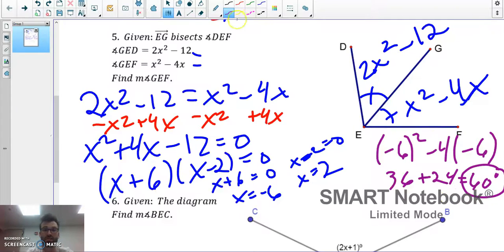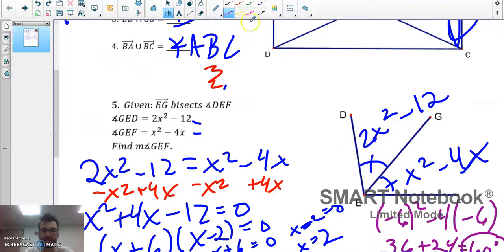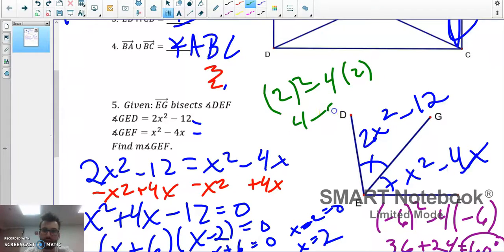I also want to check the 2. I'm going to scroll up a little bit. Sorry about this, it's kind of a little jam-packed. Okay, I'm going to check 2 as well. So I'm going to plug it in here. 2 squared minus 4 times 2. Now some of us may see something here. Alert, alert. 4 minus 8 is negative 4.